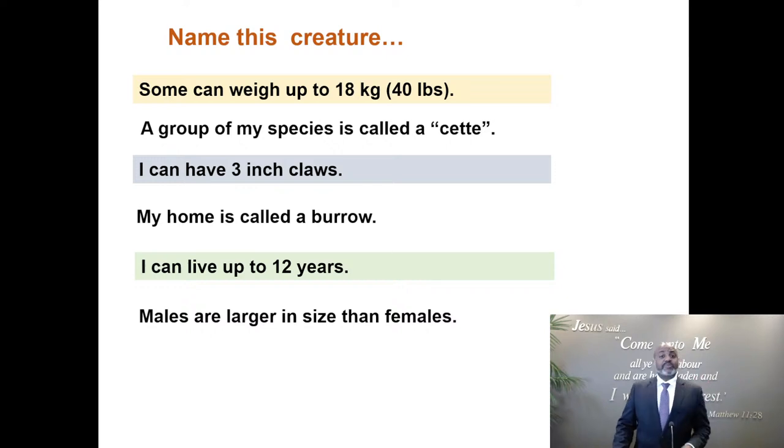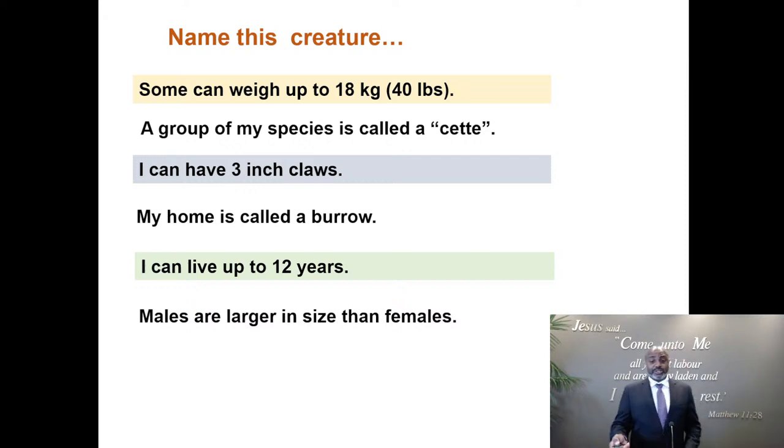Be the first one. Some can weigh up to 18 kilograms or 40 pounds. A group of my species is called a set. I can have 3-inch claws. My home is called a burrow. I can live up to 12 years, and males are larger in size than females.